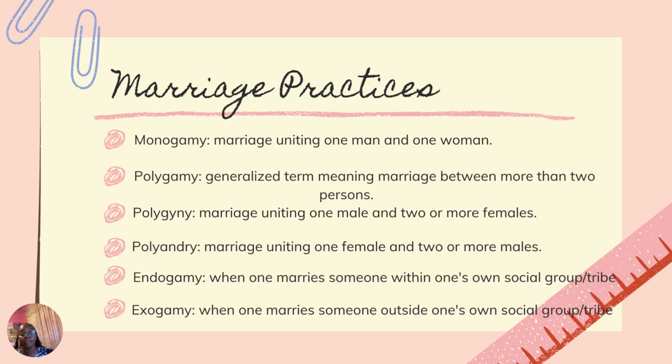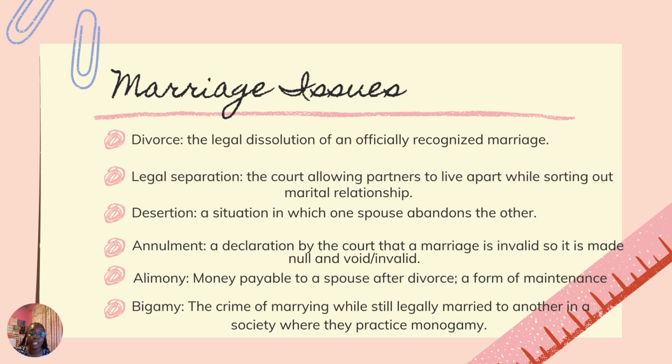But in the Caribbean, can this happen? No. So, in the Caribbean, we would call it bigamy. So, if you get married to more than 2 persons, it is a crime. So, it is a crime of marrying while still legally married to another in a society where they practice monogamy. So, in the Caribbean, we practice monogamy. So, marrying another person and you don't divorce the first person would end up being bigamy.